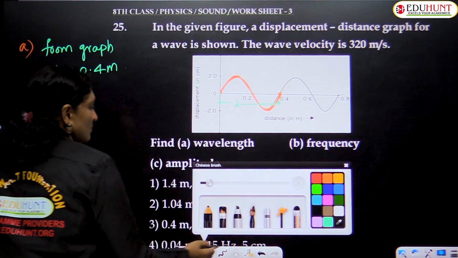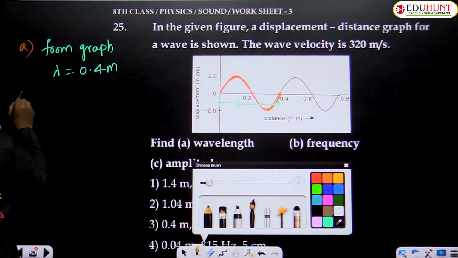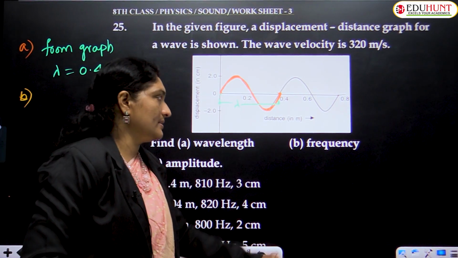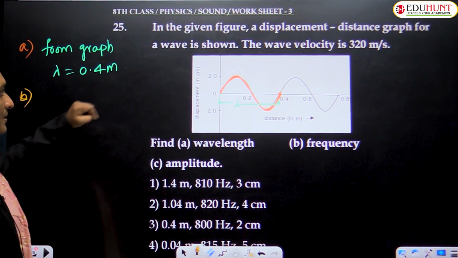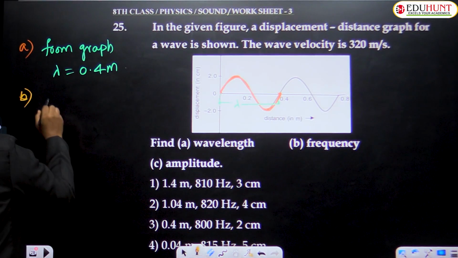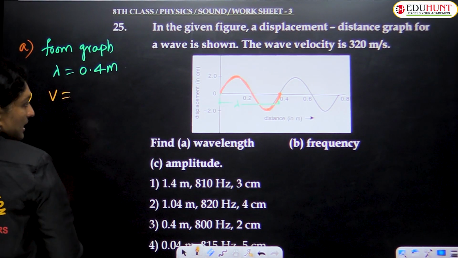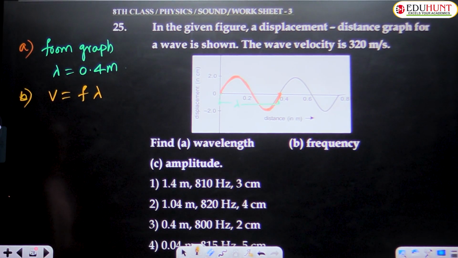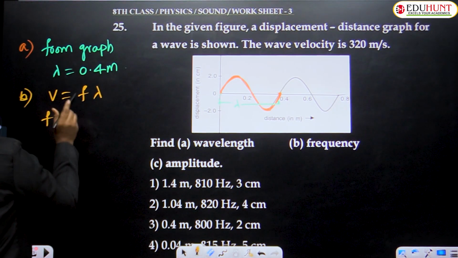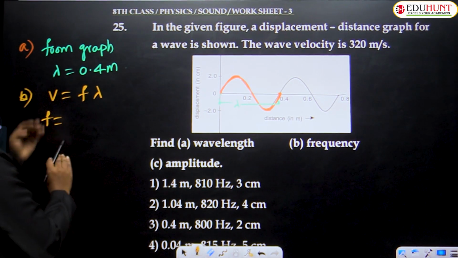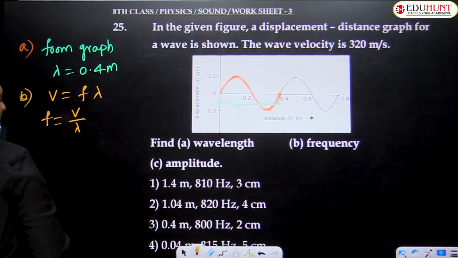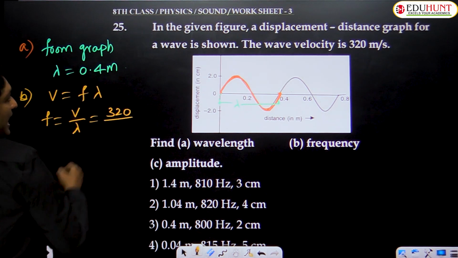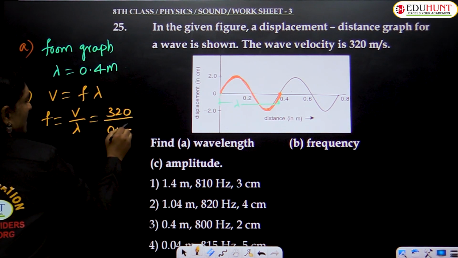Okay, so now let us move to the next part of the question, that is B. What is asked in B, children? You are asked to find out the frequency. Just now we calculated the value of lambda and the velocity was given. So what is the relation between the wave velocity, frequency and wavelength? It is V equals F lambda. As you are asked to find the value of F, bring the lambda to the other side. It will become V by lambda. What is V? 320. What is lambda? 0.4. So now simplify this.